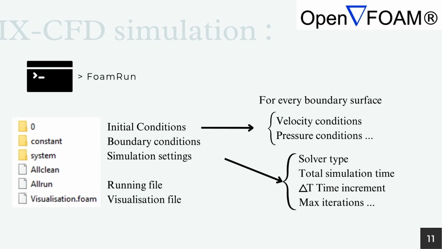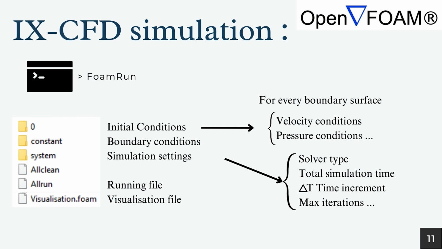Finally, the CFD simulation. OpenFOAM is a very special program that doesn't use a graphical user interface, and the simulations are basically folders like this. The zero folder contains initial conditions like velocity and pressure, the constant folder contains the boundary conditions, and the system folder contains simulation settings such as the solver type, the total simulation time, the delta t increment of time, as well as the max iterations allowed, etc. Then we have the visualization file to open with ParaView.